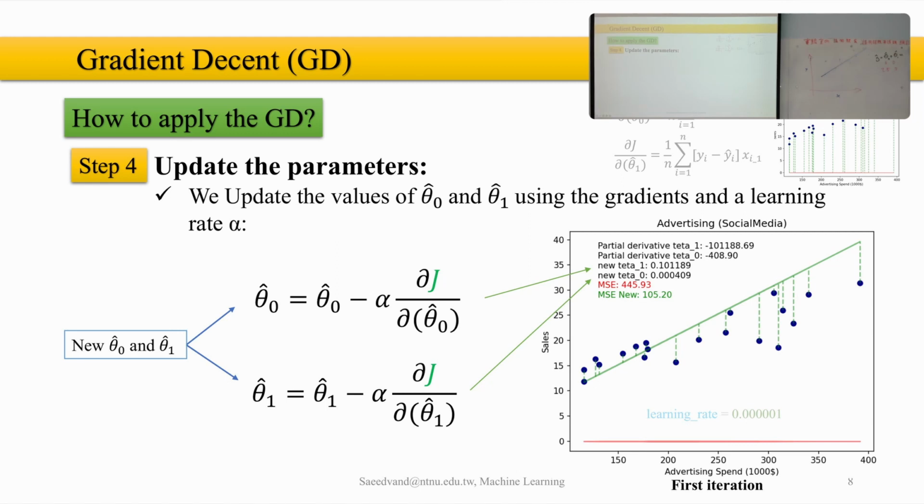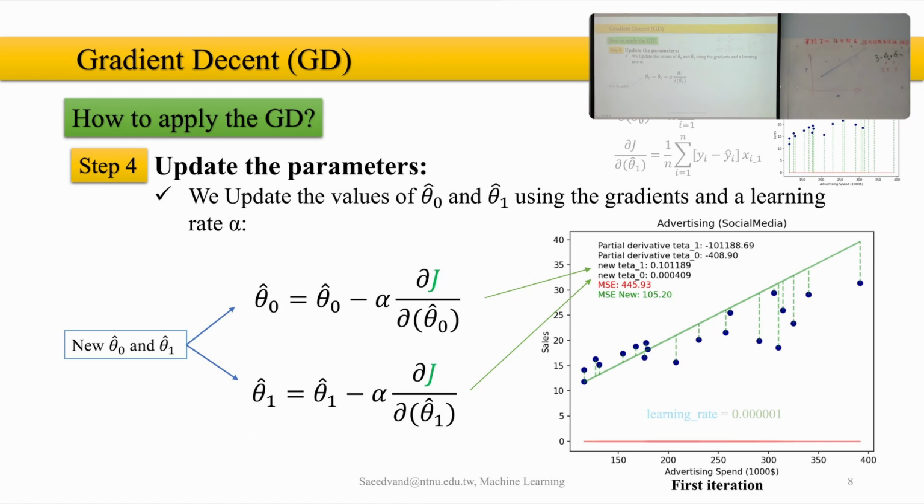Then we come to update the parameters. Updating the parameters is the idea that I explained to you. We want to update the values of these in order to achieve what is best. So we update the values of theta hat 1 and theta hat 0 using the gradient and the learning rate alpha. This learning rate alpha is very important, and almost all machine learning algorithms that learn have a learning rate, which controls how fast my algorithm should learn. We will discuss it in more detail.